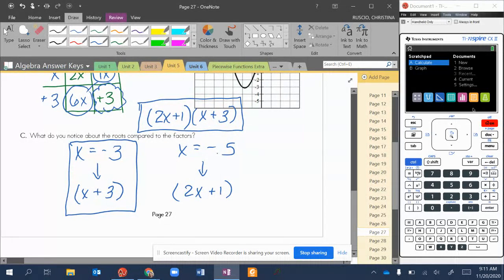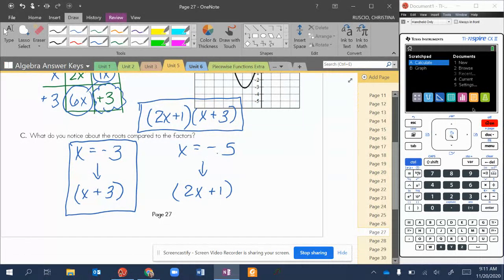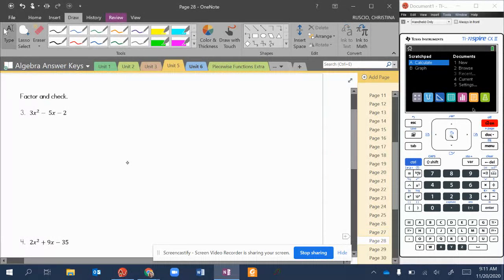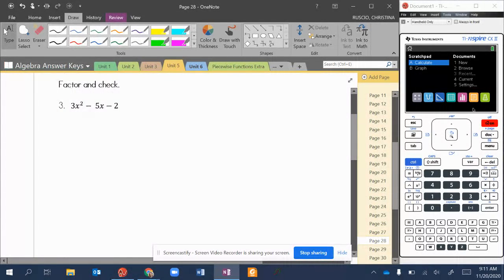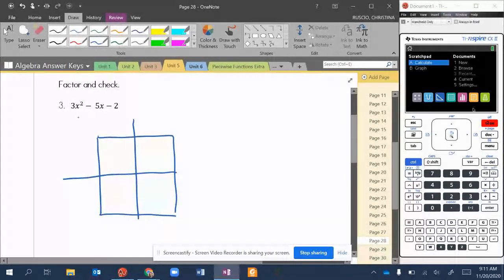I'm not exactly sure what's happening over here, but that's something that we will eventually talk about probably in the quadratic functions unit. All right, for the sake of time, let's move on to number 3. So we're going to factor and check. So you got it. Set up that box. All right, let's factor. We're going to do everything that we've done in the past.